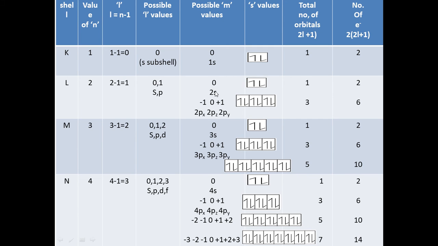So the possible values of m are denoted as extreme negative to extreme positive. For l = 0, there is only 0; for l = 1, there are extreme negative and positive values. So for l = 1, m is minus 1, 0 and plus 1. These are not only digits, they represent different orbitals, that is 2px, 2py, 2pz.